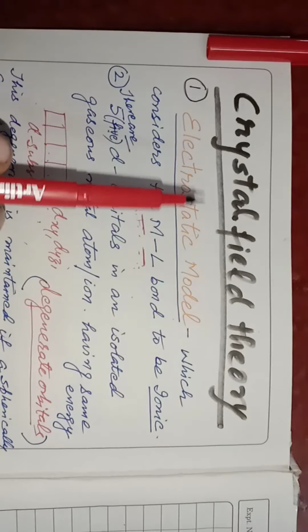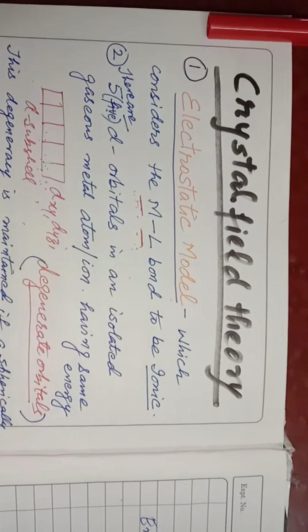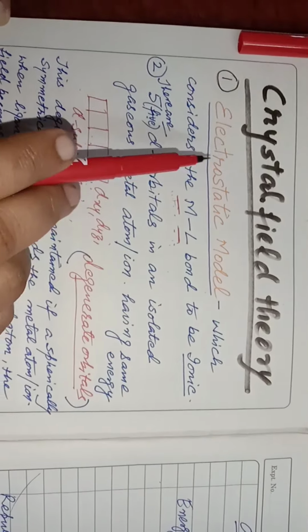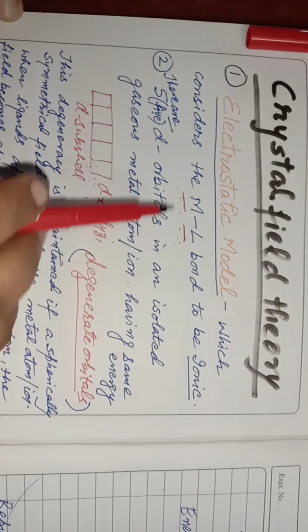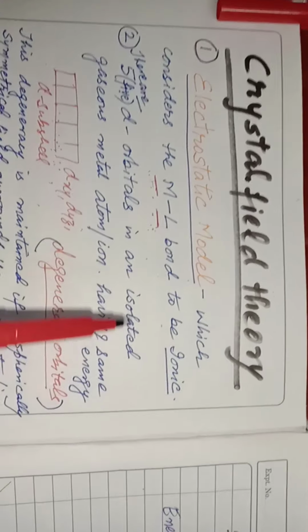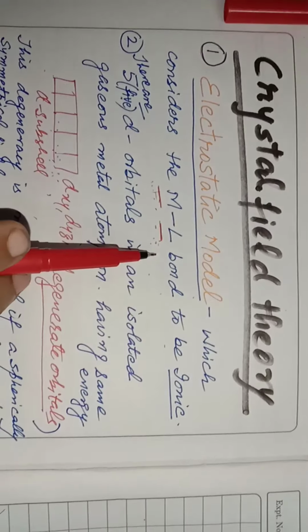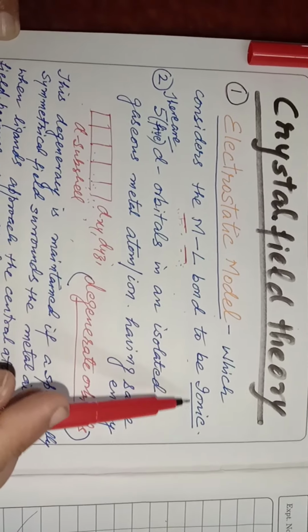Good morning everyone. Today we are going to discuss the topic crystal field theory from the chapter coordination compound. Basically this is an electrostatic model which considers the metal ligand bond to be ionic. Earlier we have studied that there is a coordinate bond present between metal and ligand, but according to this model the bond is purely ionic.